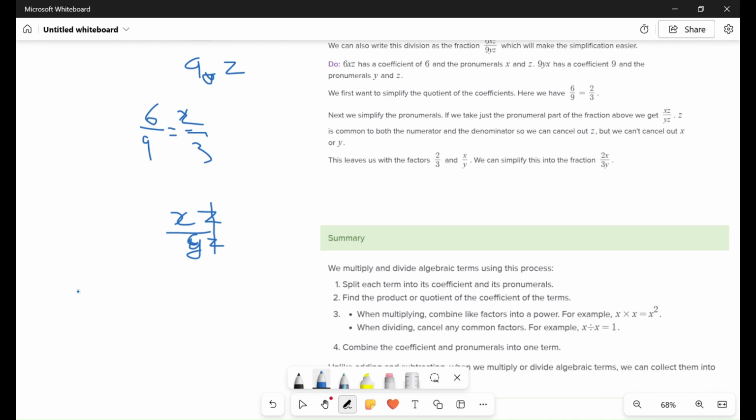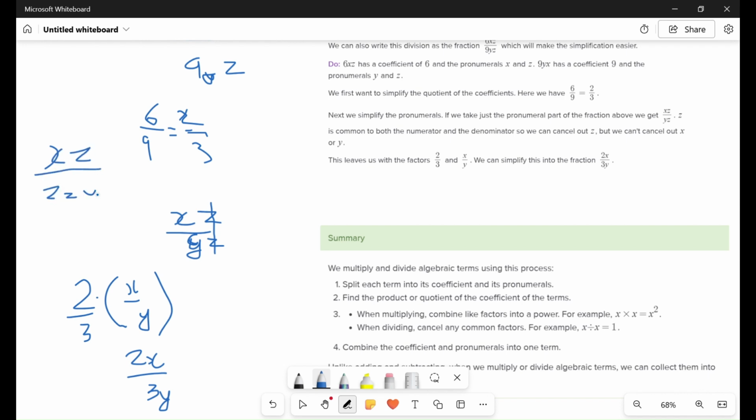Now we have to multiply them. So 2 over 3 times x over y, and you get 2x over 3y. If, for example, it said something like xz over 2zy, okay, so 1z, 1z, so what would you have? You would have x over 2y.